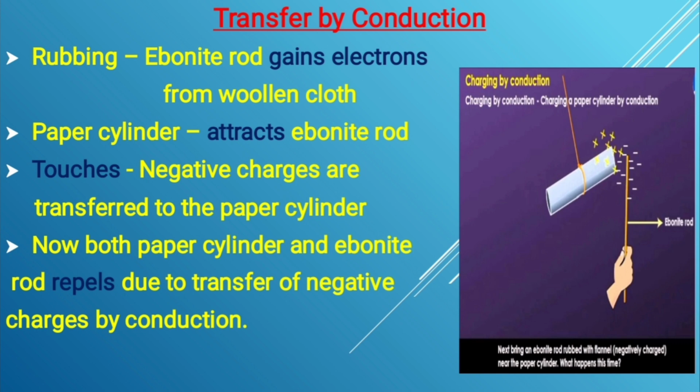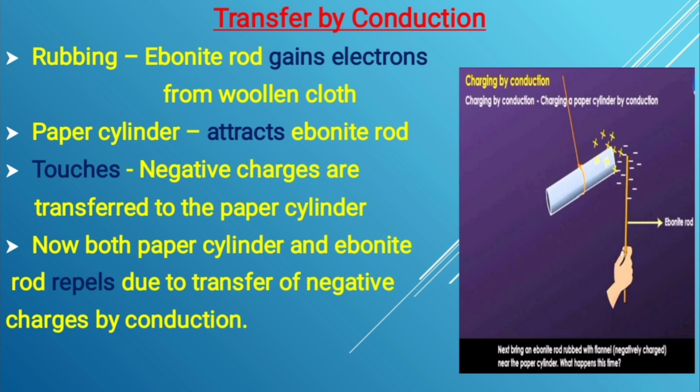Once they touch, what happens? The negative charge present in the ebonite rod transfers to the paper cylinder. At this point the conduction happens. The transfer by conduction happens here. Once they touch each other, the negative charges from the ebonite rod are transferred to the positive paper cylinder. Now both have the negative charge at the tip of the end.